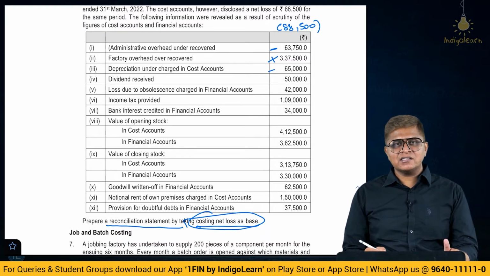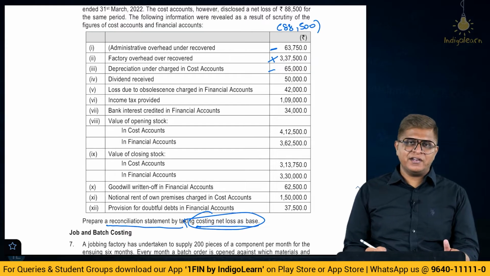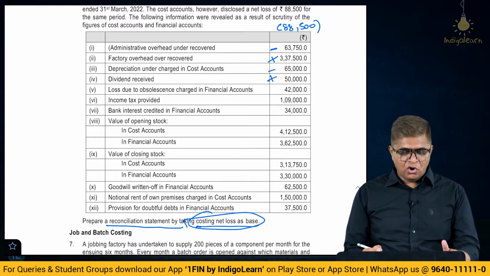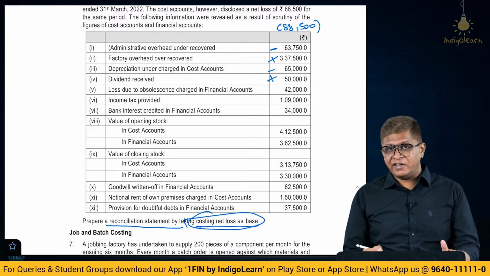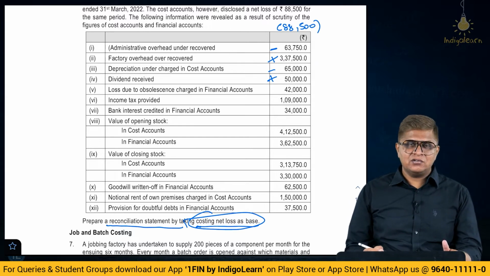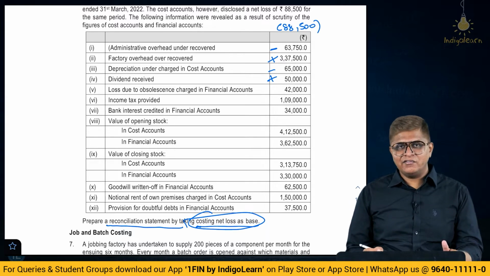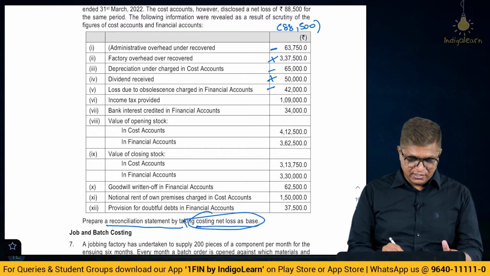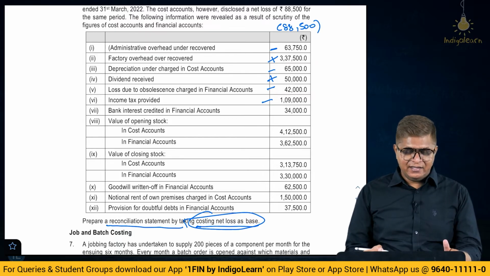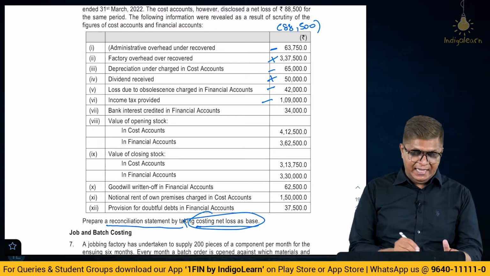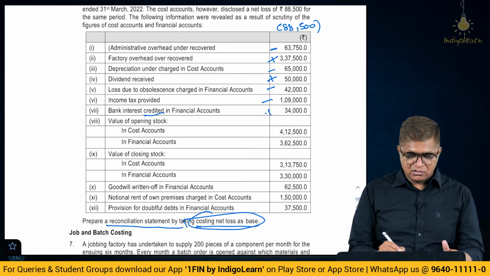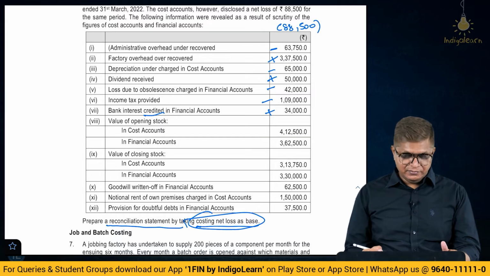Dividend received. Now dividend is a financial item. It is taken only in financial P&L. It is not there in costing P&L. So we need to add this. Loss due to obsolescence charged in financial accounts. It is charged only in financial accounts. Now we need to charge it to the costing P&L to arrive at the financial P&L. So reduce. Income tax provided only in financial. So we need to reduce. Bank interest credited in financial accounts. Credit meaning income. So this income is only in financial. We need to now add it to the costing P&L to arrive at the financial P&L.